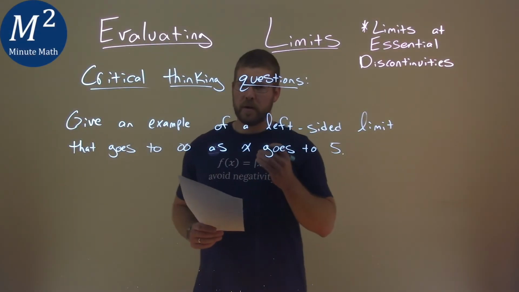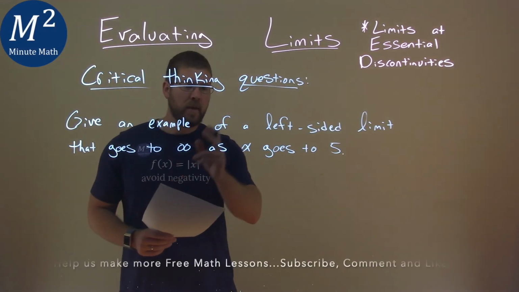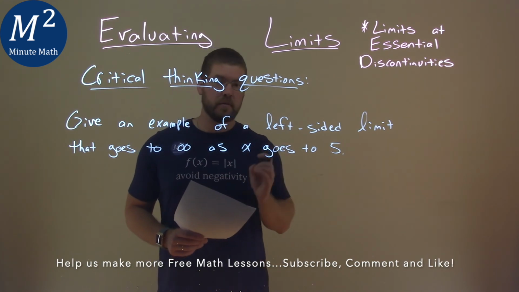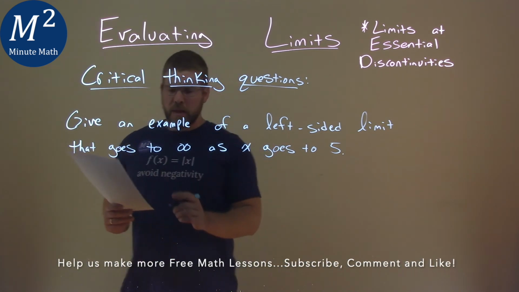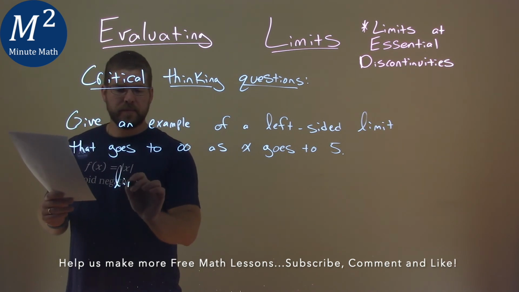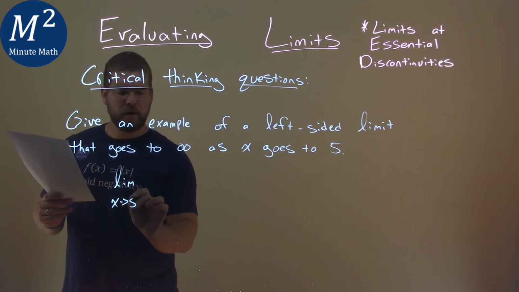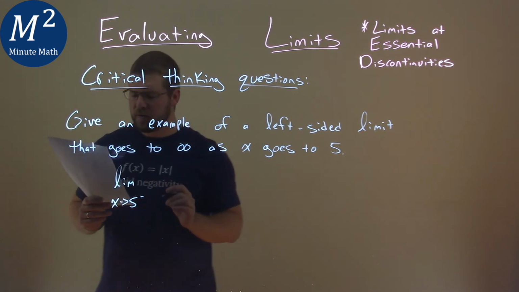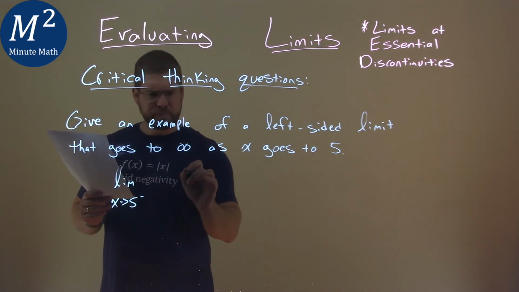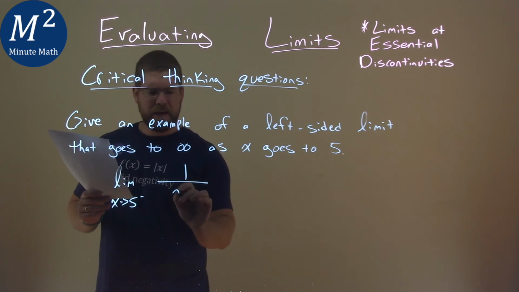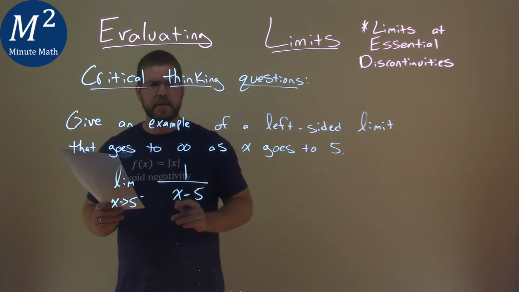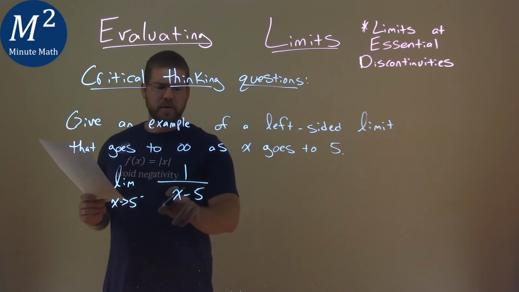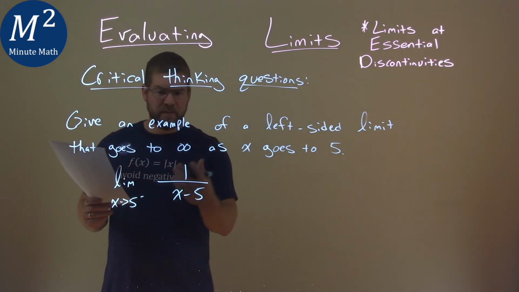We're given this critical thinking question. Give an example of a left-sided limit that goes to infinity as x goes to 5. Well, like before, we can take the limit as x approaches 5, but it has to be a left-sided limit, so we approach from the left here. Now let's start with the same limit as the other one. We have 1 over x minus 5. Now what happens when we approach from the left here though? Well, we know we're dividing by a 0, so it's going to some infinity there.